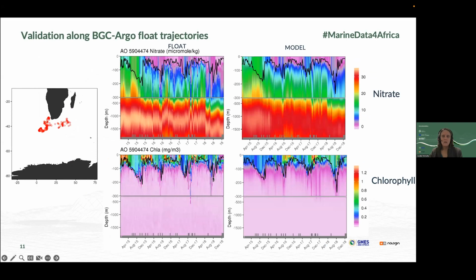So at last, we also monitor the quality of the system along the trajectory of each BGC Argo float. Here you have one example of a float that starts flowing in the Antarctic circumpolar current and then goes into the Agulhas current. The left panels correspond to the float measurements and the right ones to the model. On the top, you have nitrates and bottom chlorophyll. So you see that the model captures well the progressive change of regime in the Antarctic in nitrate.